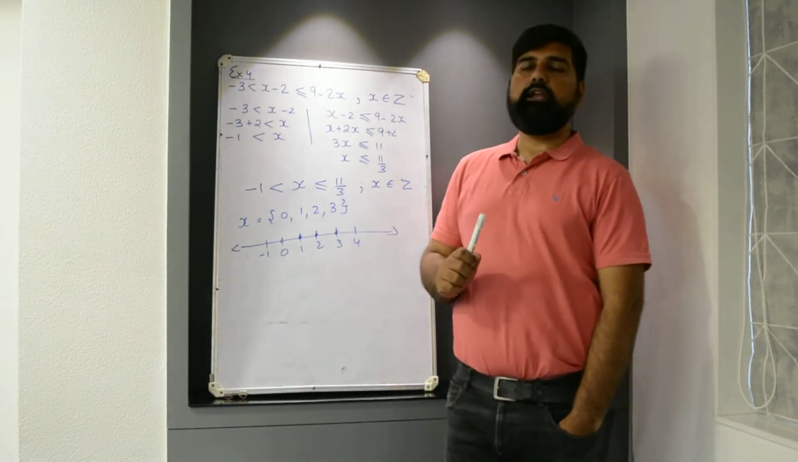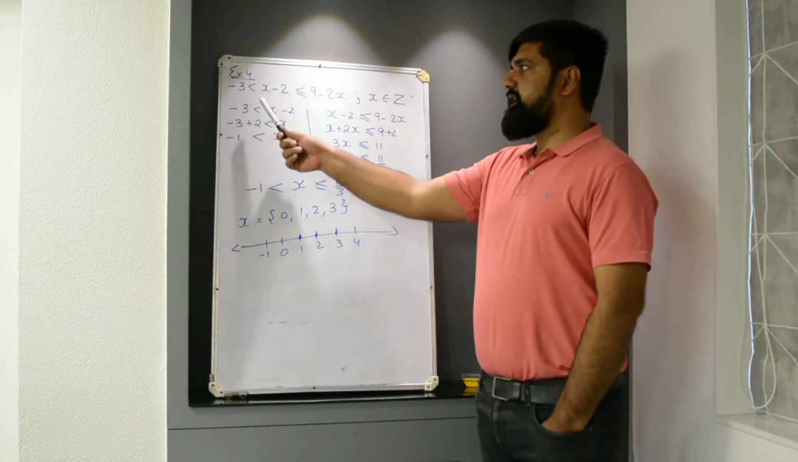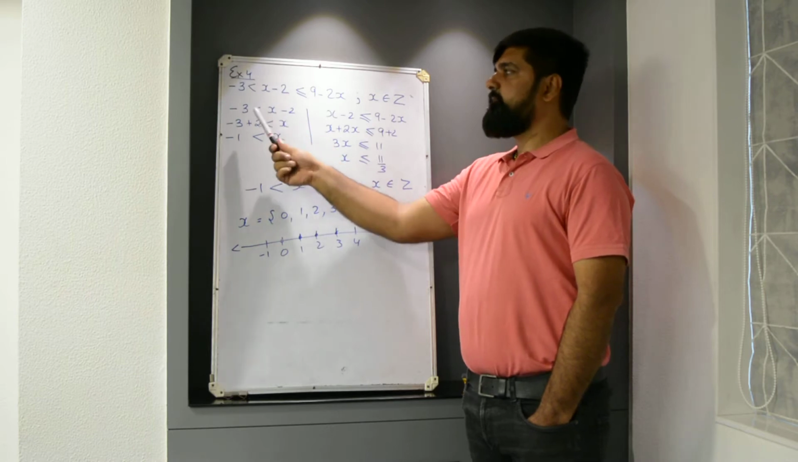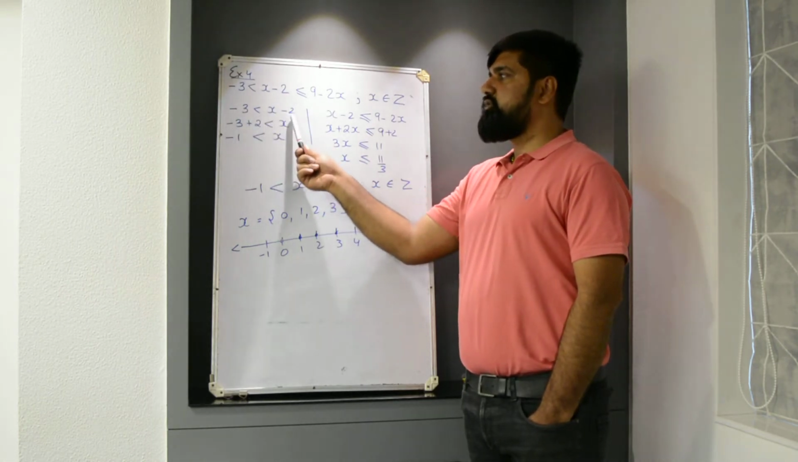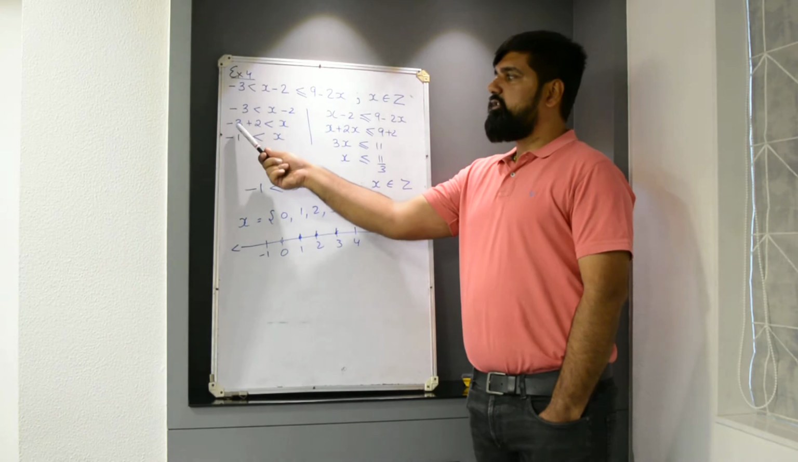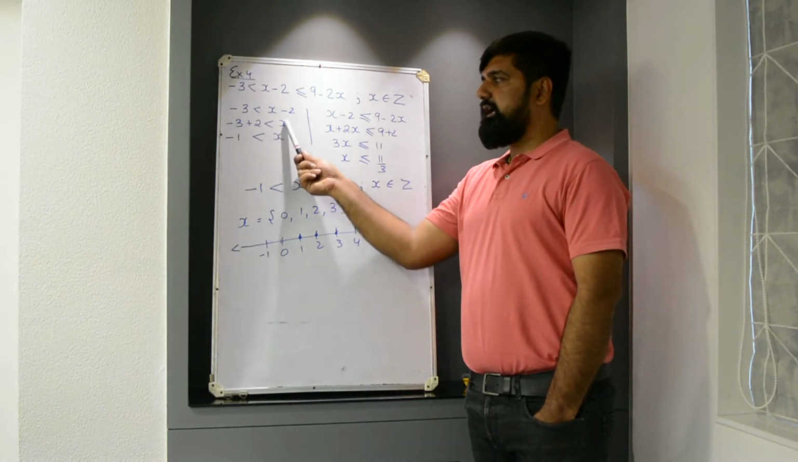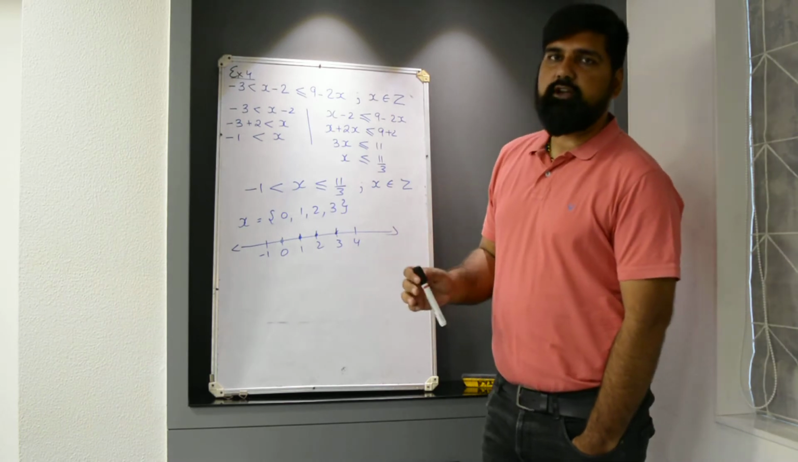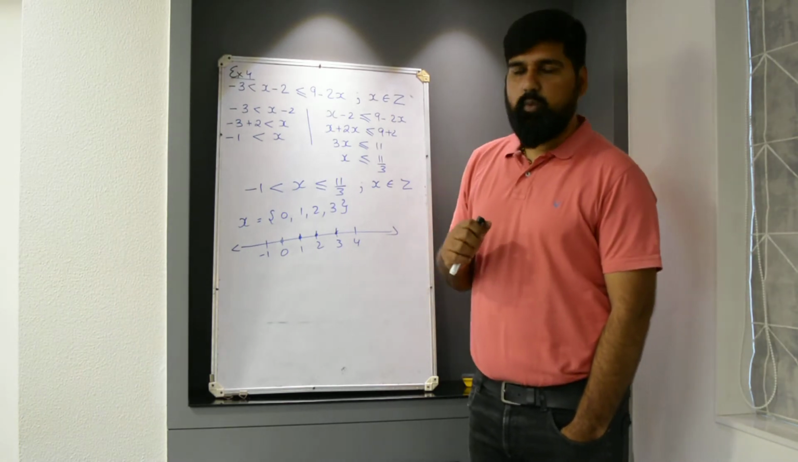So how will you solve it? We'll take one inequality at a time. First we'll take minus 3 is less than x minus 2. I'll bring minus 2 to that side. So minus 3 plus 2 is less than x, or minus 1 is less than x. So the first solution we got is x is greater than minus 1.